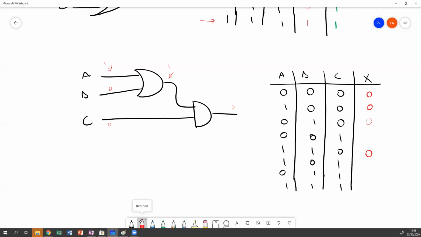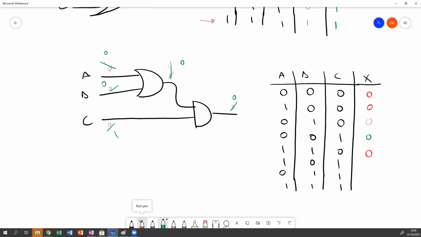What about here? In this row, A is 0, B is 0, C is 1. So A is 0, let me use green. This is 0, this is 0. So 0, 0 in the OR gate, I get 0. And C is 1. When I have 0 and 1, again, as an AND gate, I will get 0. So this will be 0.